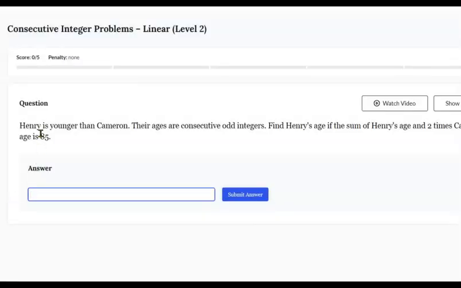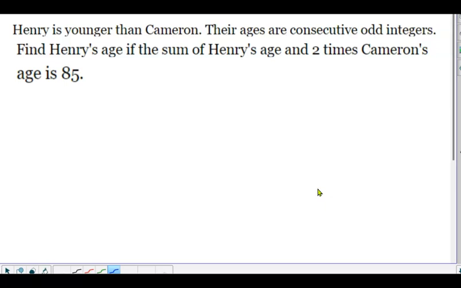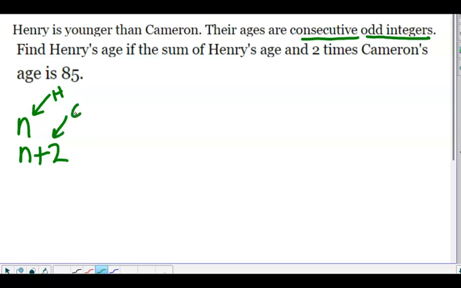Let's take a look at the last one. The last topic says, Henry is younger than Cameron. Their ages are consecutive odd integers. So remember, consecutive odd integers start at n and skip count by 2. Henry is younger than Cameron. So that must mean this is Henry, and that must mean this is Cameron. Find Henry's age if the sum of Henry's age and 2 times Cameron's age is 85.